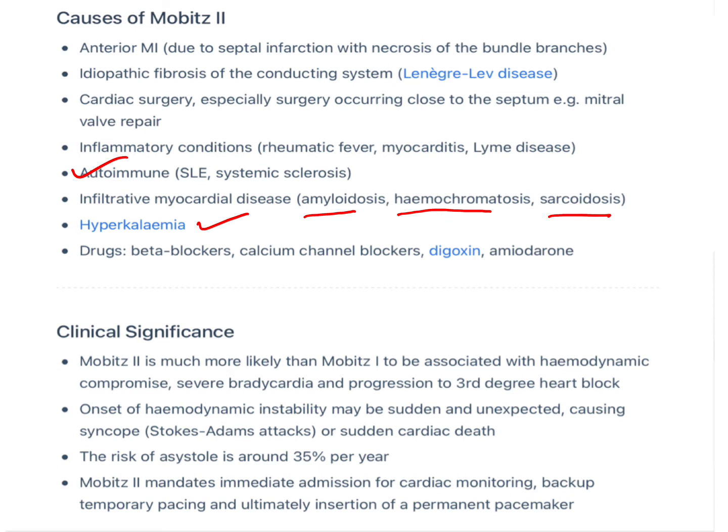Patients with hyperkalemia, patients on drugs like beta blockers, calcium channel blockers, digoxin, amiodarone, they all can show type 2 Mobitz secondary second degree heart block.